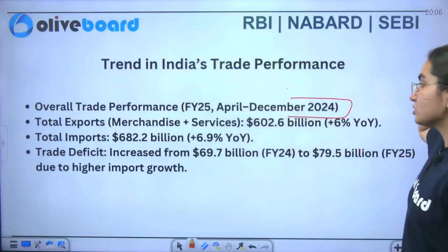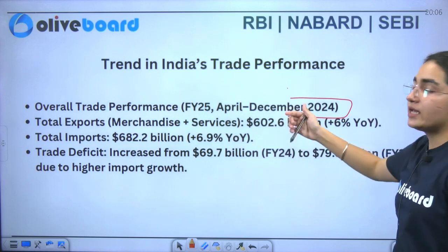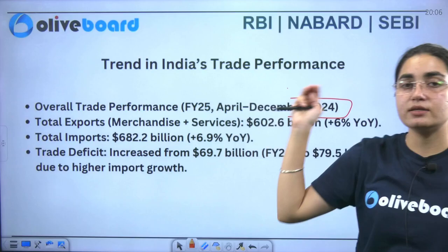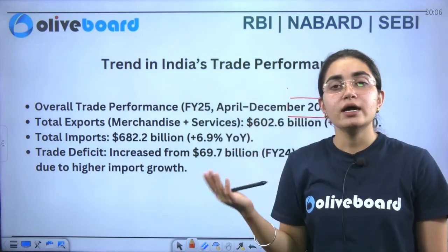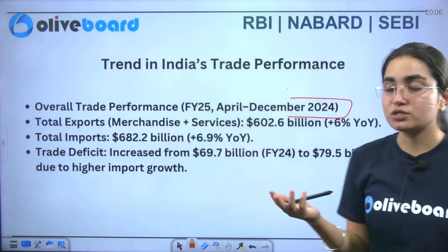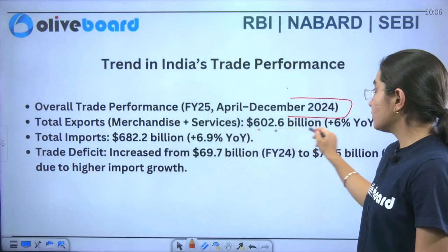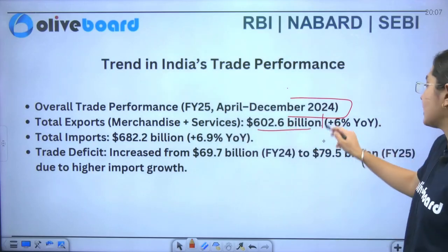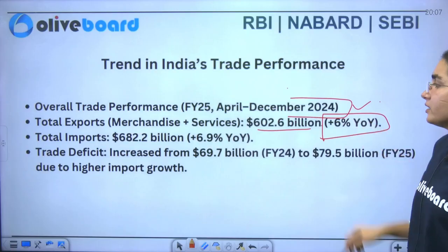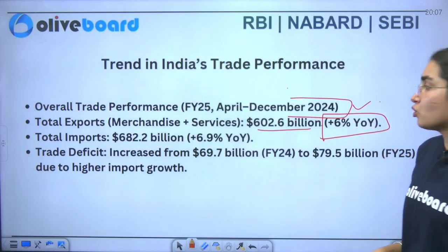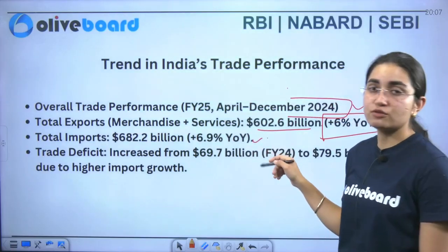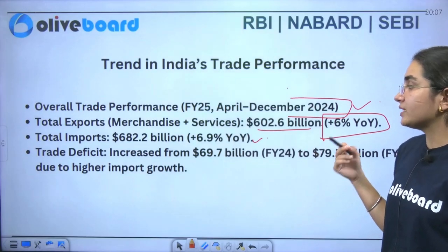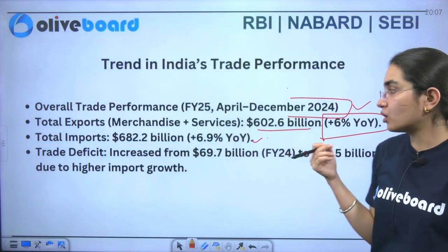So if I talk about the exports, you can see that it has been rising. Now exports include both your merchandise and your services as well. That means it includes both your goods as well as your services. Now it has reached $602.6 billion. It has added 6% year on year. Similarly, if I talk about the total imports, there is a rise of 6.9% year on year, and that has made $682.2 billion here.